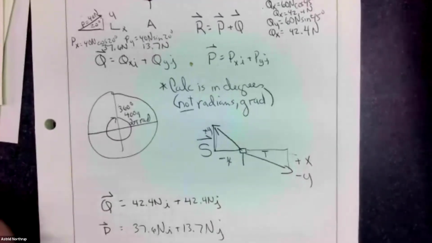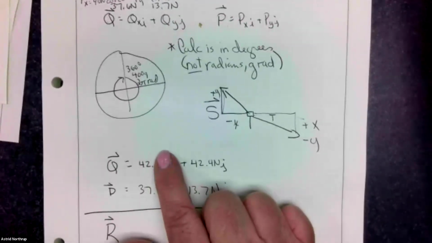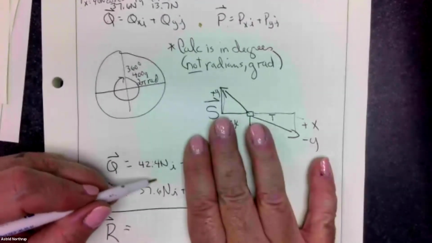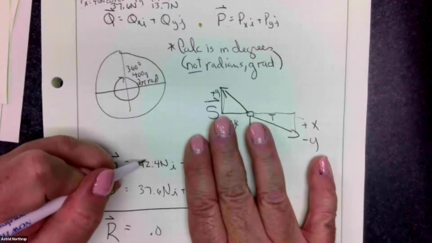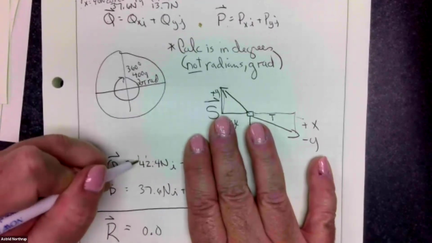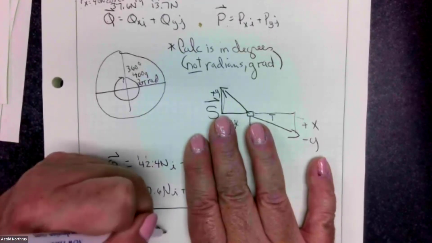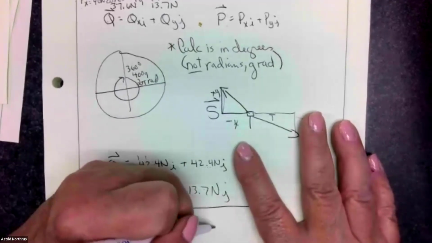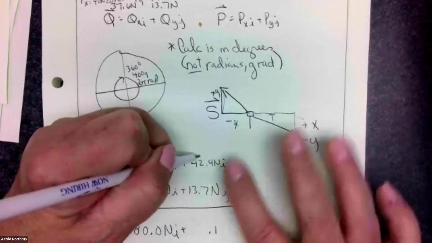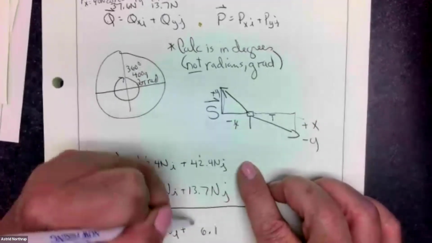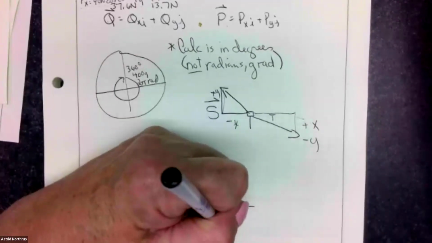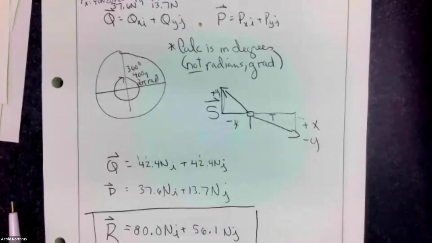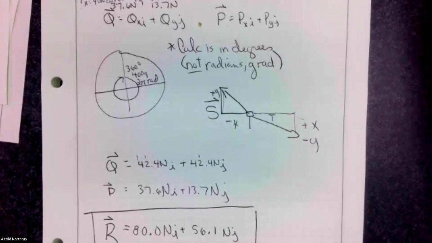All right, so now how do I do the math? I add together the X components. So I add these two together. It's going to be 80 newtons in the I direction. And then over here, 56.1 newtons in the J direction. And that is the answer to this problem.